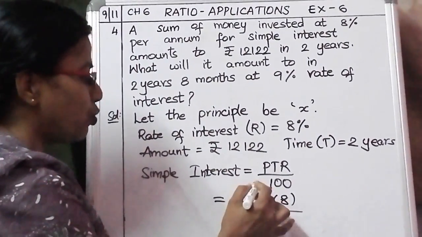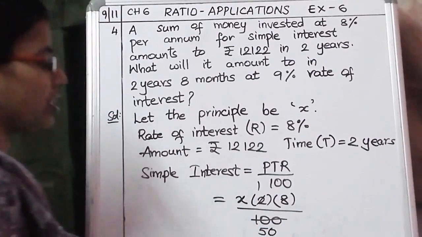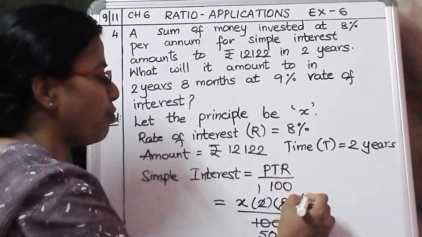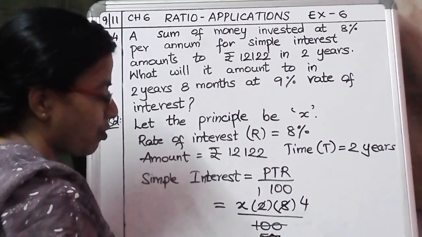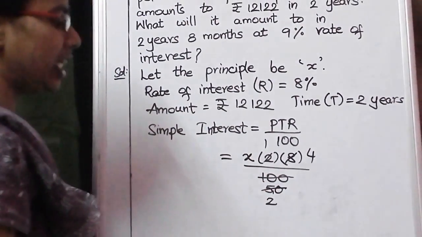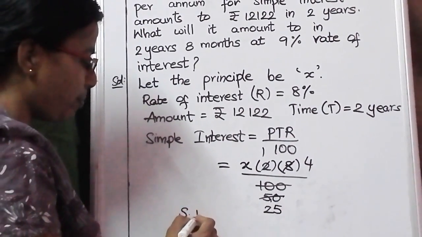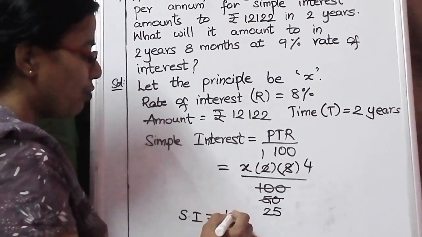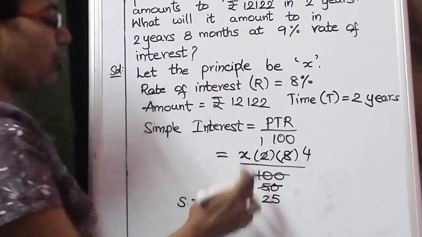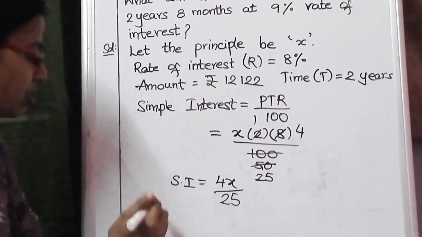So let's cancel. 2 ones are 2. 2 fives are 10. 2 zeros are 0. Okay. Now this cancels with 2 table. 2 fours are 8. 2 twos are 4. 1 is the remainder 10. 2 table, when will you get 10? 2 fives are 10. So here you got that simple interest is equal to 4x by 25. What is left here? X and 4. 4 into x is 4x divided by 25. This is what you got for the simple interest.